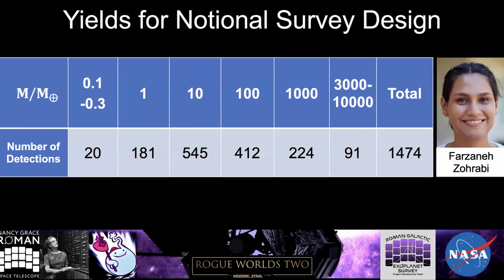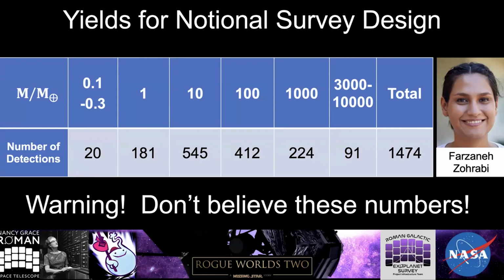So the updated yields are being done by Farzana, a graduate student at LSU. We'll get those soon. The bottom line is that, though, you really shouldn't believe these numbers, because if we knew the answer, we wouldn't have to do it. But nevertheless, we will have large samples with which to do good statistics. That's the point, including sensitivity all the way down to very low mass planets.